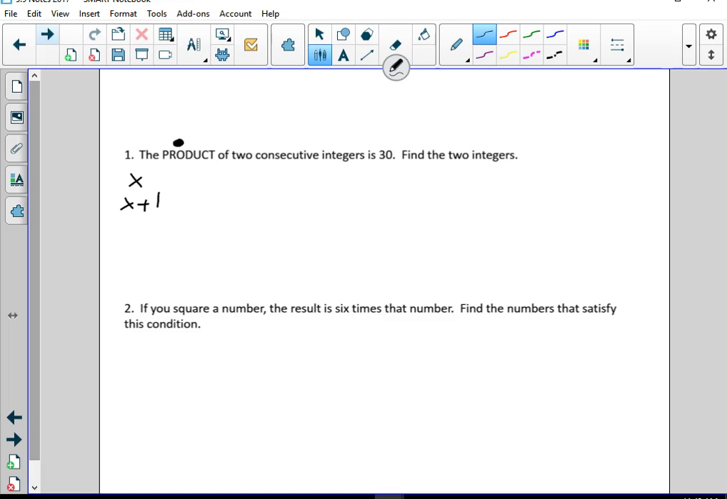Now, yes, you can probably look at this and go, what 2 numbers side by side make 30? Yes, it's 5 and 6. But you have to be able to do the algebra for it because it'll be more complicated. So, this number times this number equals 30. So yes, I'm glad you know the answer already because it's pretty obvious, 5 and 6. But you've got to be able to do the algebra.